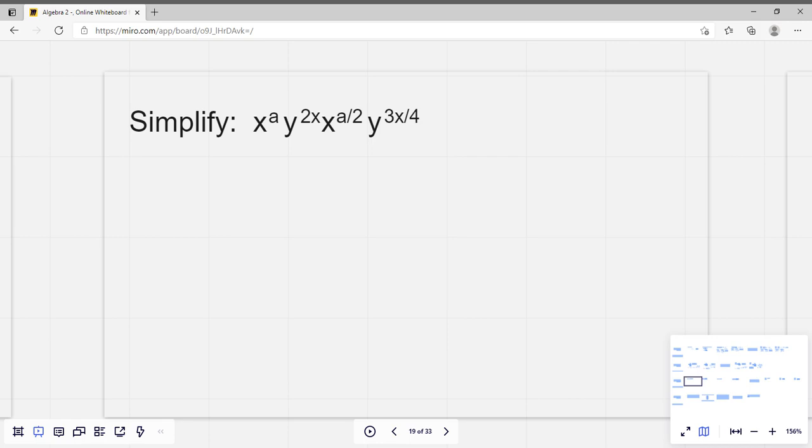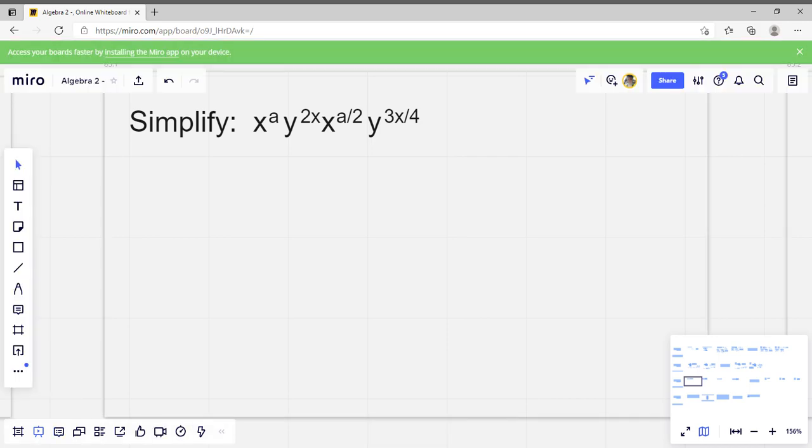To solve one of these, you'll notice that we've got exponents that are not numbers, but we're going to treat them just the same as if they were numbers. So we're going to put together x and x, so our bases are the same. When we have bases that are the same, that means we add the exponents, because we're multiplying those bases. So for x, we have a plus a over 2.